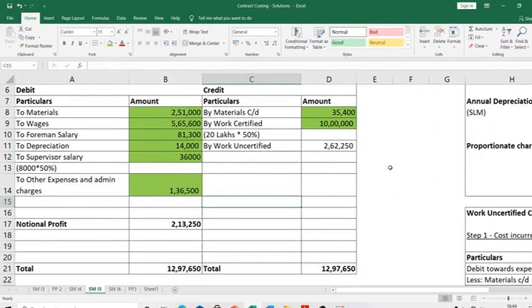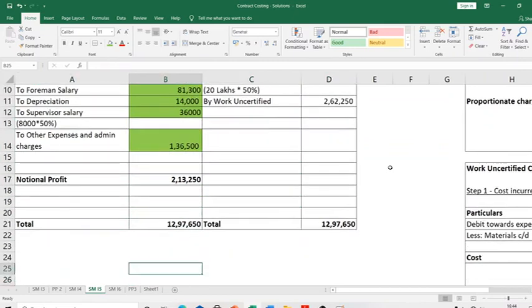Then we are going to have items of credit, you will total and see. Items of debit. If you have excess of credit, obviously you have profit here. That's called notional profit. That's what the question wants us to find out. We have found out notional profit. As simple as that. Only thing is, how is work uncertified calculated?